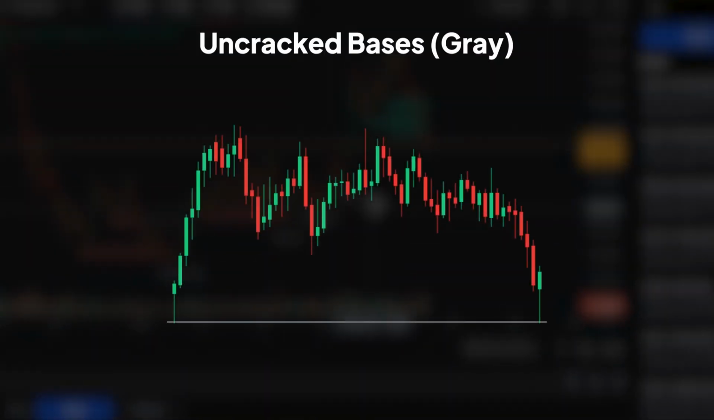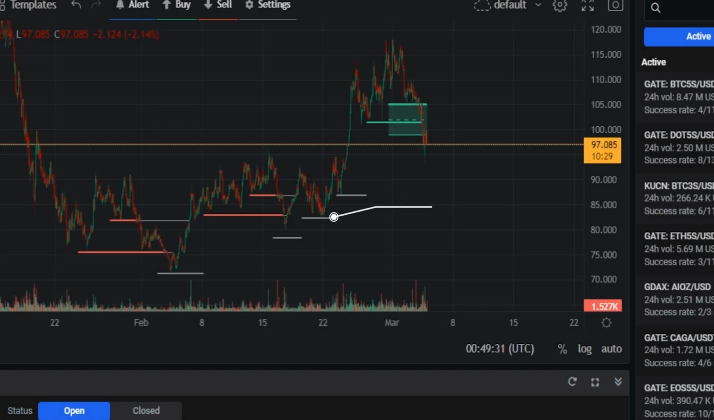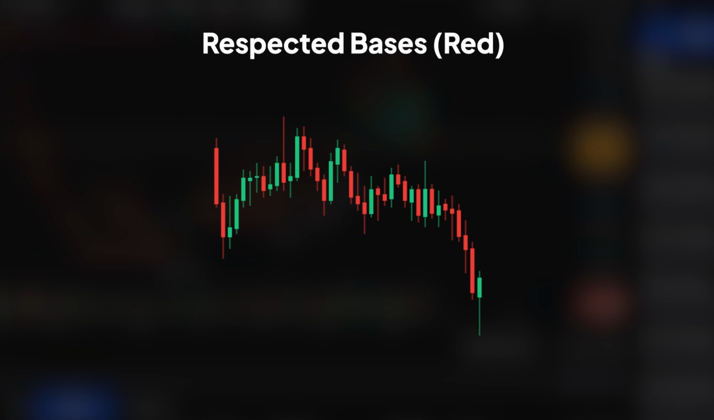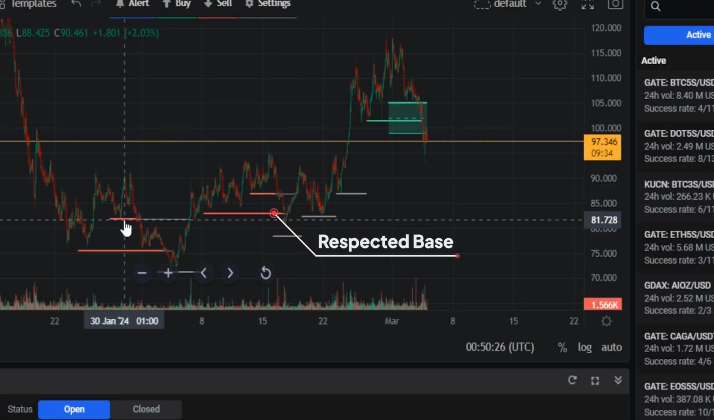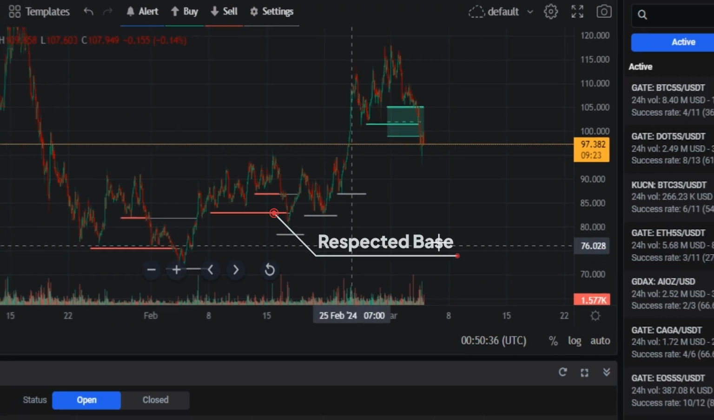Uncracked bases, gray. Bases that remain intact and have not yet been broken are marked in gray. We await their breach before considering entering the market and placing orders, as the price has yet to move downward and crack the base. Respected bases, red. When bases are respected, they are indicated by red coloring. This signifies a short-term price reversal as candlesticks rise back to their previous levels after a crash. When the price has returned to a base, we would say our base has been respected.